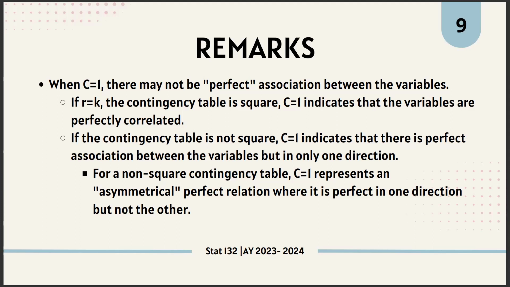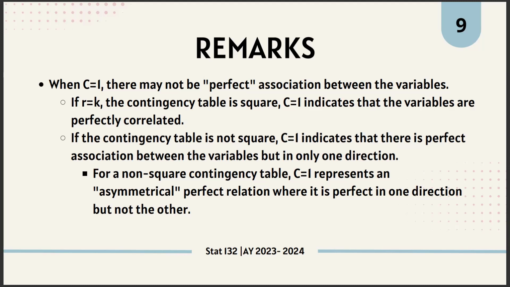If our contingency table is square, that is when R is equal to K, then C equals 1, or unity, indicates that the variables are perfectly correlated. But in the other case, that it is not square, then C equals unity indicates there is perfect association. However, this is only in one direction. So in other words, we can also say that if our contingency table is not square, C equals 1 represents an asymmetrical perfect relation, since it is only perfect in one direction, not the other.